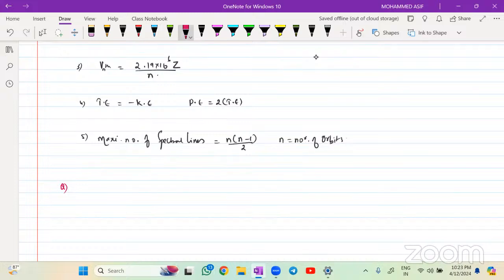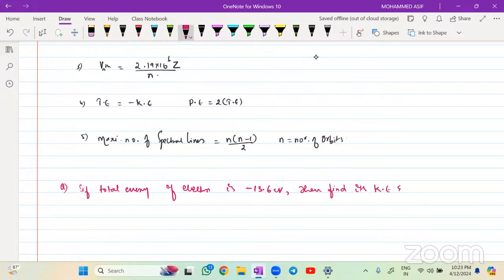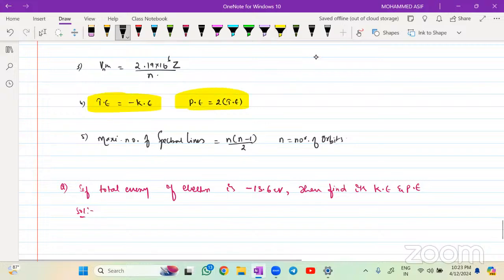If I ask you this question: if total energy of the electron is minus 13.6 electron volt, then find its kinetic energy and potential energy. चलो बताओ जल्दी से. Just now I told you total energy will be equal to minus of kinetic energy, and potential energy is 2 times of your total energy. कितना हो जाएगा? Kinetic energy will be equal to minus of total energy.